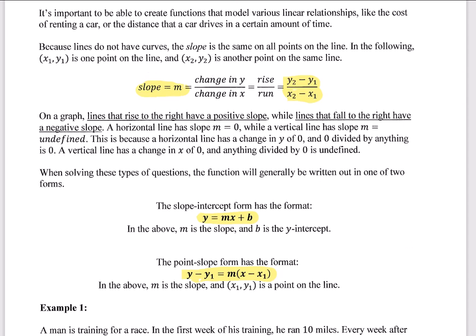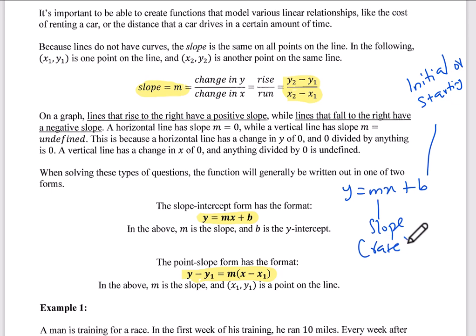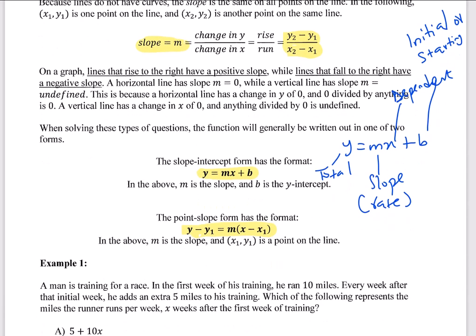Just a little explanation for this slope intercept formula, y equal to mx plus b. This b talks about the initial or starting value. This m is the slope, or rate of change. This is the independent variable, and this is the dependent variable. I hope this does not confuse you. Even if it's not clear, no problem. Let's just get into the questions, and because of the questions, a whole lot of things will be made clear to you.